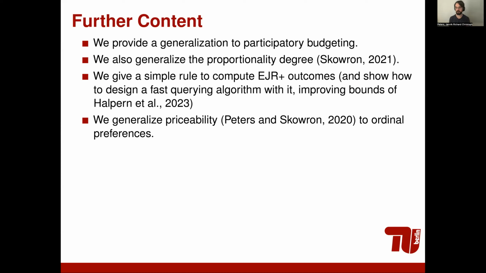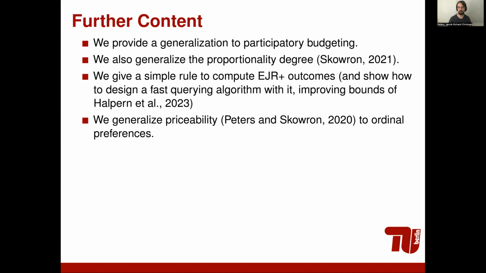Further, as I told you already earlier, we have a very simple rule which can compute EJR plus outcomes. And this rule is so simple that it doesn't really need any arithmetic or much else. And using this rule, we can define a fast algorithm for a querying setting defined at IJCAI earlier this year, which is faster than the best known algorithm so far, since we can save a lot on computing. Further, we generalized the notion of priceability to ordinal preferences and used it to show that this rank PJR plus axiom is satisfiable.